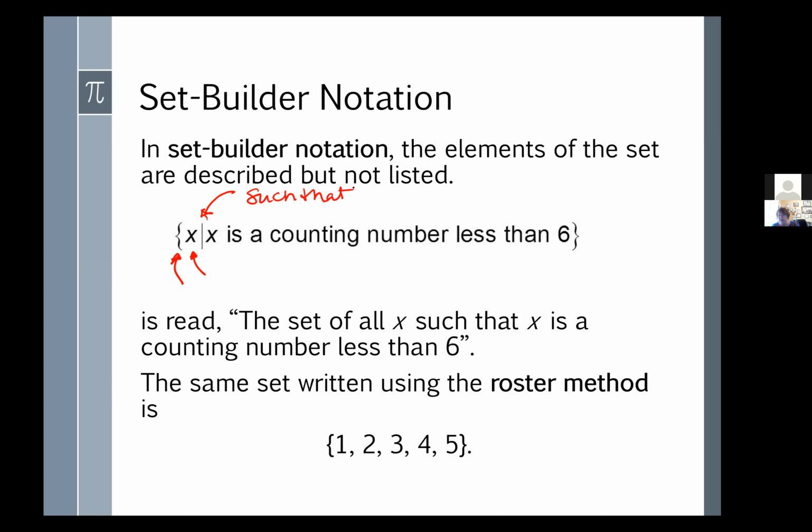So this set here in set builder notation, the way we describe it, it's a set of X such that X is a counting number less than 6. Well, we could also list that as a roster. That set is also described as the set that contains the elements 1, 2, 3, 4, and 5. Those are the counting numbers that are less than 6. So set builder notation just describes what your set is, and roster notation actually lists what your set is.